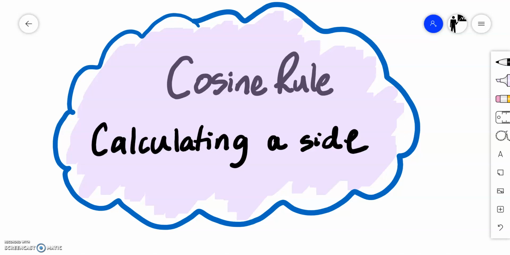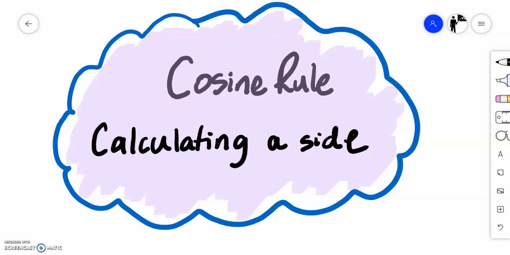In this video, we're going to look at how to use the cosine rule to calculate the length of a side in a triangle. In previous videos, we've looked at how to use the sine rule to calculate the length of a side or the size of an angle in a triangle, but in this video, we're going to look at using the cosine rule.